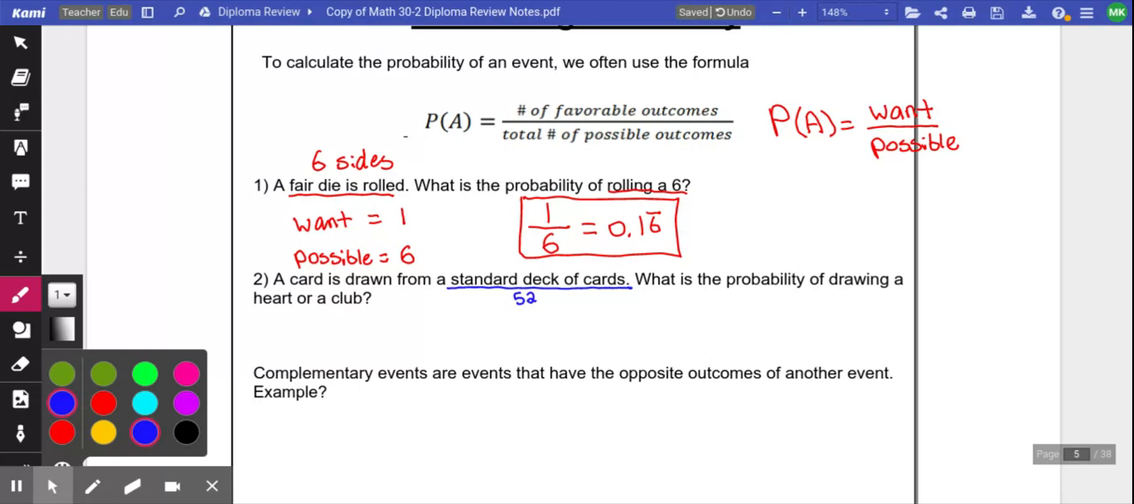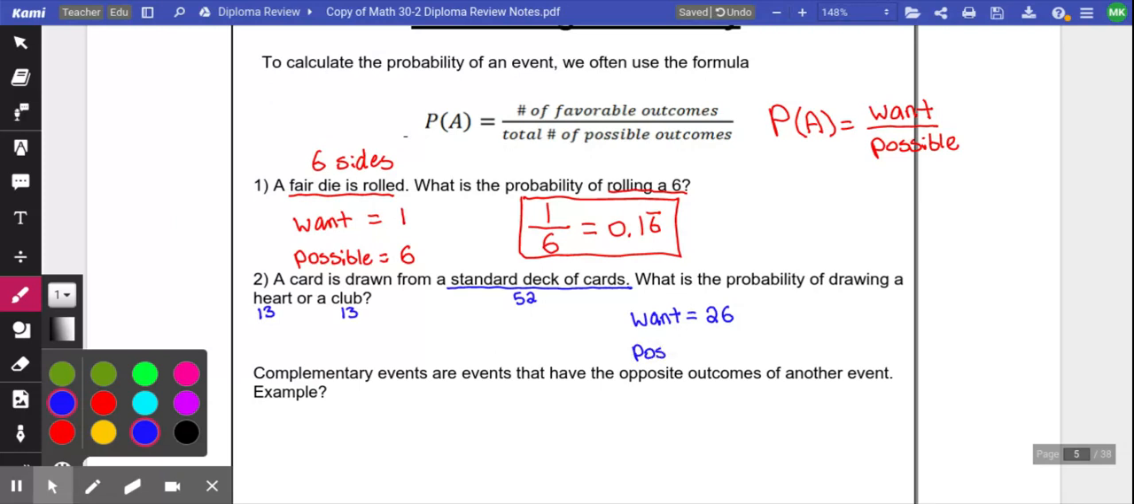What is the probability of drawing a heart or a club? A standard deck has 13 hearts, 13 clubs. So we always want to break these into what you want and what's possible. What you want: any of the 13 hearts or any of the 13 clubs. You want 26 different cards. Any of those 26 would work.